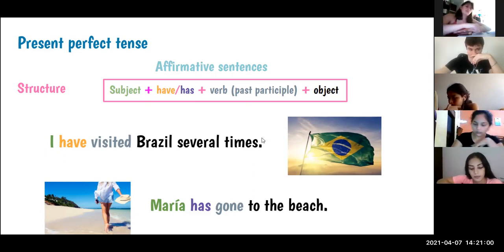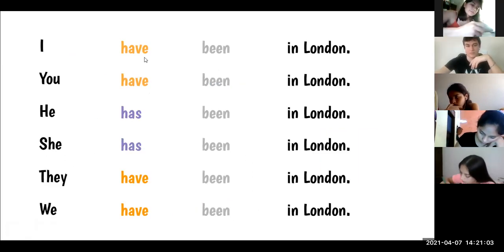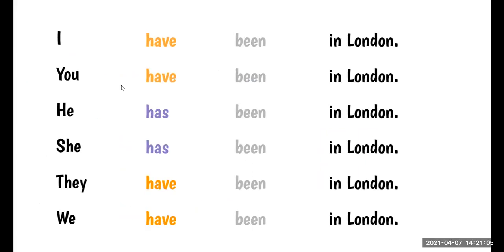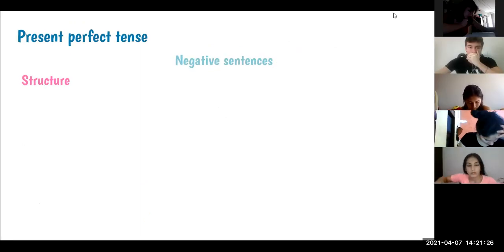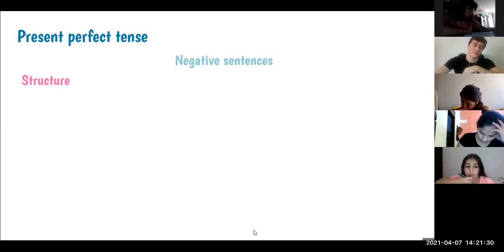Let's go with the negative sentences. ¿Ok? So here we have the examples of the affirmative sentences as we saw them before. All of them are affirmative. Okay? Let's go with the negative sentences. We are going to check the structure of negative sentences. What do you think? How do you think we form the negative sentences in the present perfect tense? What do you think? Here you have the examples, right?